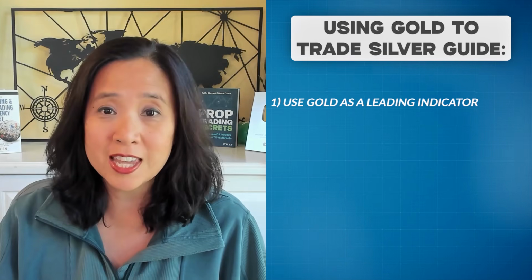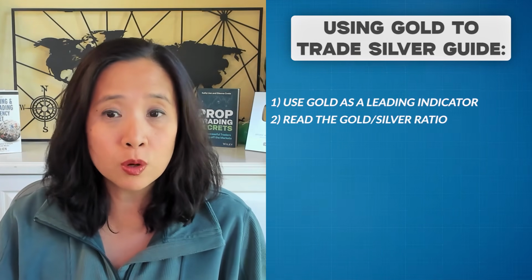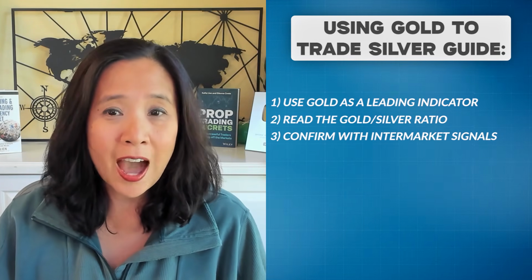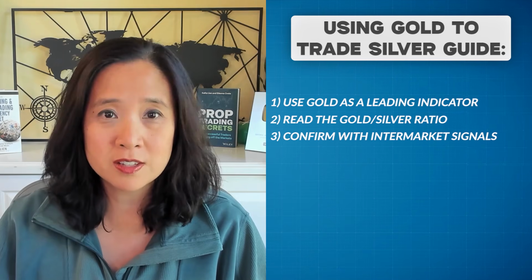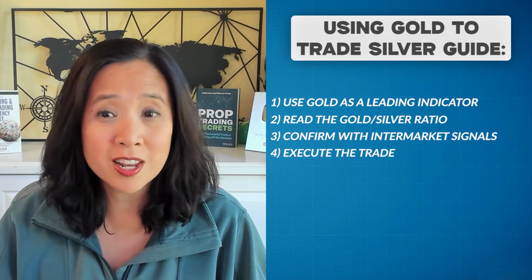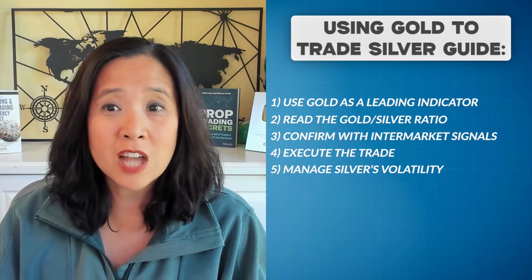Here's how we'll break it down. In this video, you'll learn how to, number 1, use gold as a leading indicator. Number 2, how to read the gold and silver ratio. Number 3, how to confirm with intermarket signals. Number 4, how to implement the trade. And number 5, how to manage silver's higher volatility.